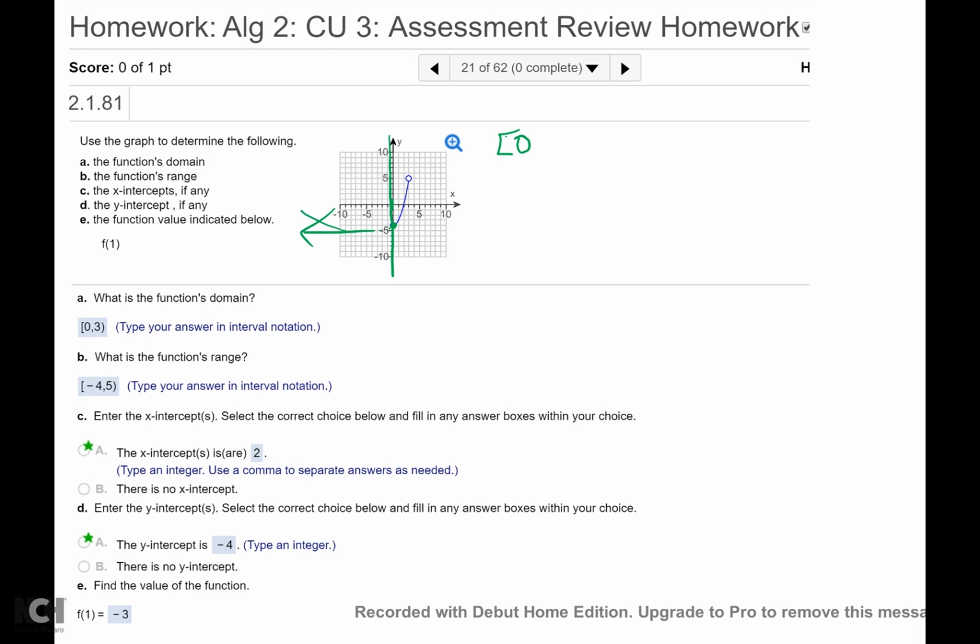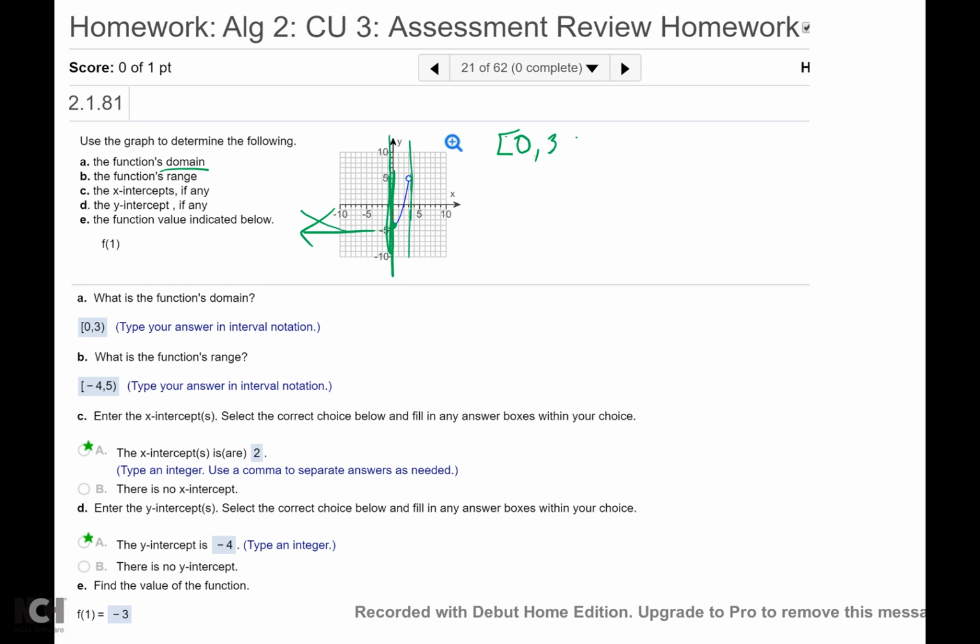You're going, but miss, that's at -4. Yeah, but I'm on domain. Domain, you're looking at x-coordinates. And this function goes from this x-coordinate to this x-coordinate. Everything in between is the domain of my function. Well, that stops at 1, 2, 3. That circle is at 3. So it stops at 3.